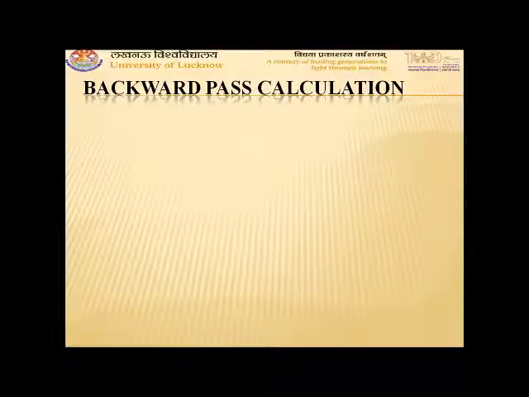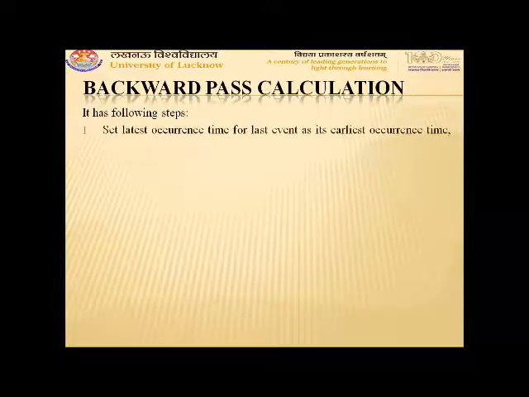Similarly, backward pass calculation is done in backward direction. So we start with the last event and its step states that set the latest occurrence time for last event as its earliest occurrence time. That means if we have n activities, then we can say the earliest occurrence time of event n, that is E_n, is equal to the latest occurrence time of last event, that is L_n. That means L_n is equal to E_n.